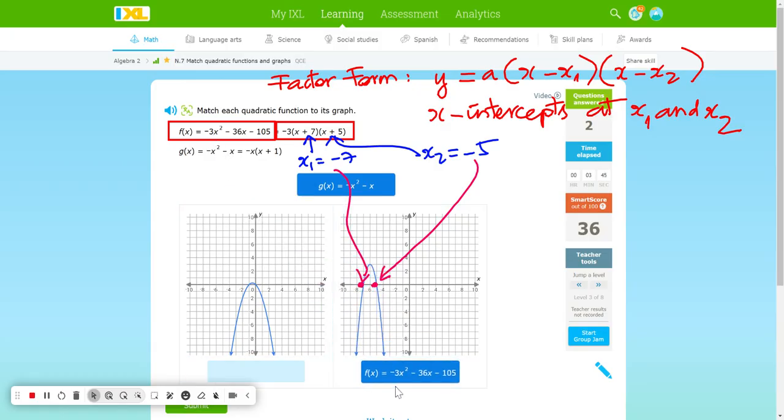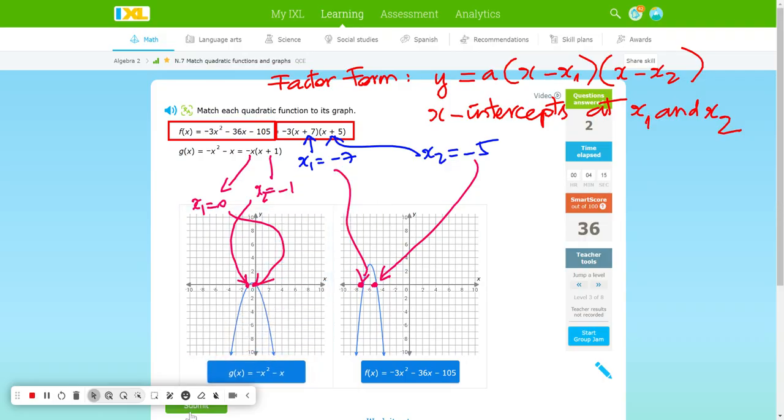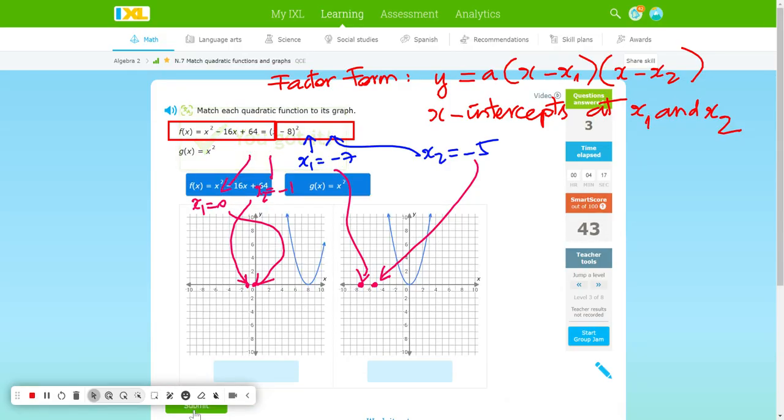The other one, you can do the same thing. This one, you see x does not subtract anything, so the x1 happens to be 0. And the other one, the x2 happens to be -1. You take the opposite. So matching. We submit, so we should be correct.